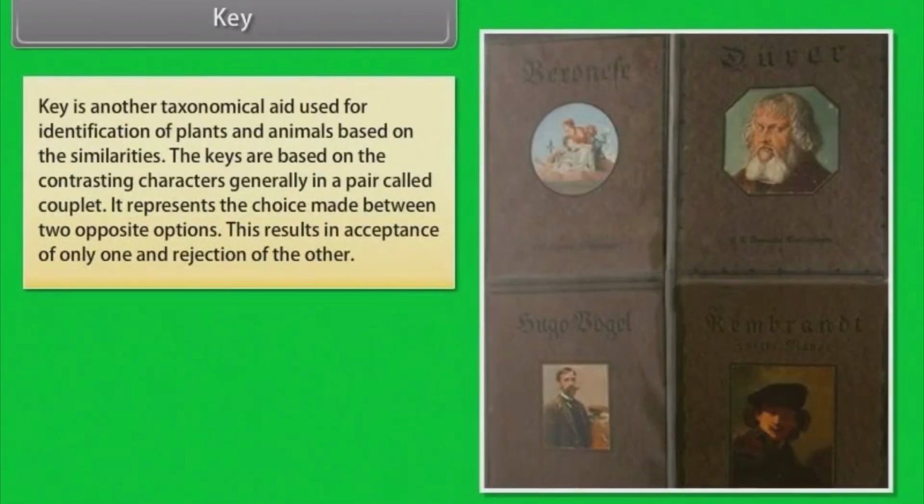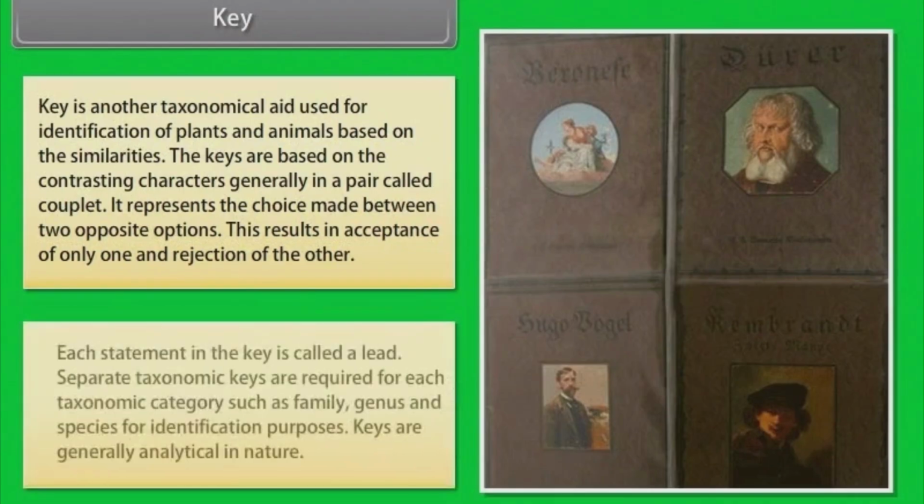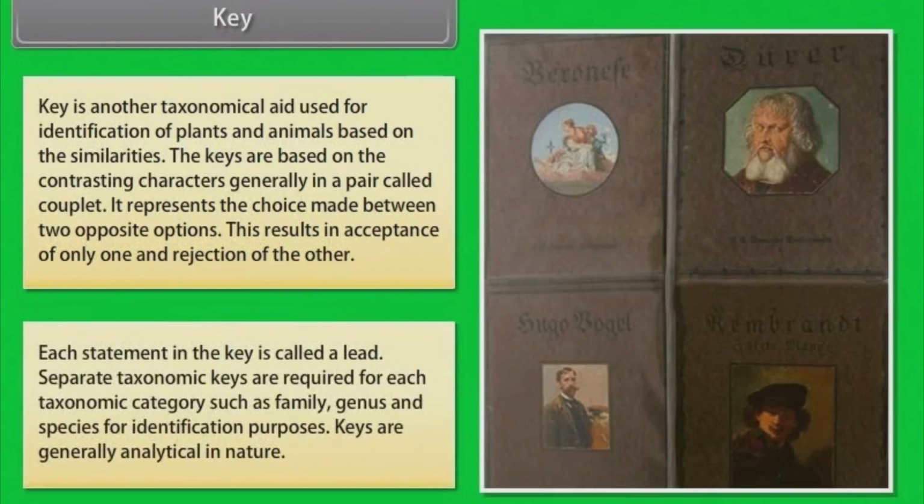Key: Key is another taxonomical aid used for identification of plants and animals based on similarities. The keys are based on the contrasting characters, generally in pair called couplet. It represents the choice made between two opposite options. This results in acceptance of only one and rejection of the other. Each statement in the key is called a lead.